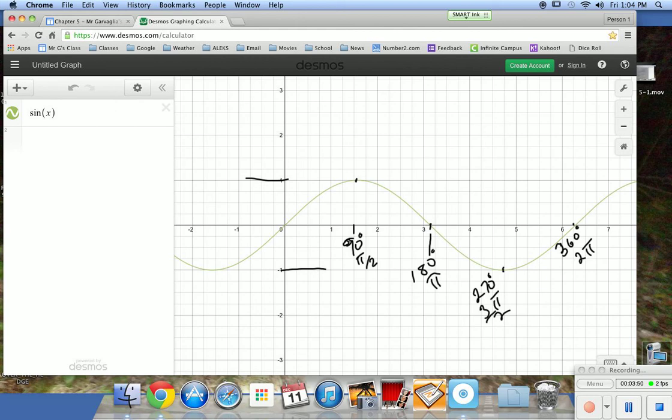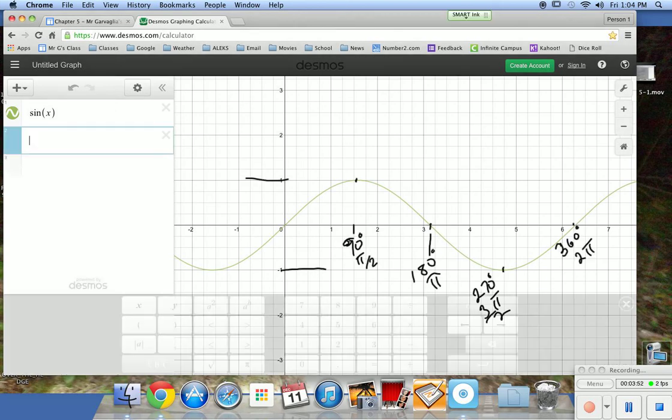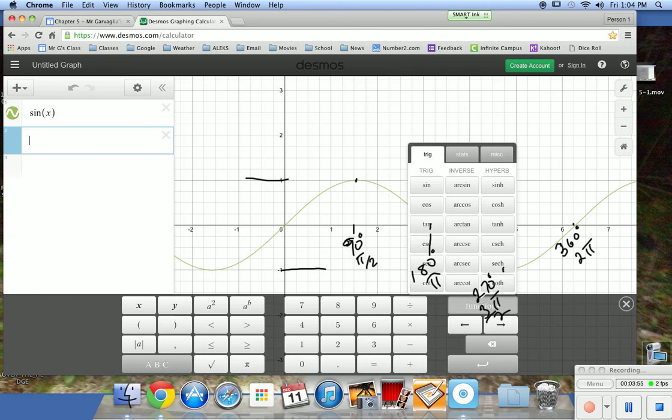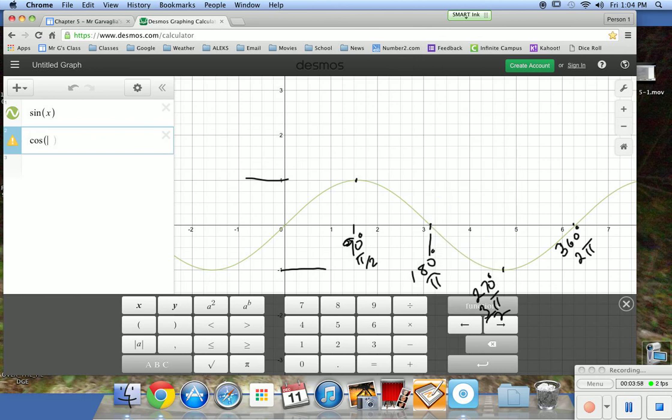Okay? If we were to do the cosine now, notice that again, it stays between 1 and -1. But now, when the cosine is 0, it's at 1. At 90, it's at 0. At 180, -1. At 270, 0. And back up to 1 at 2 pi. All right? If you take a look at this, it's shifting off. It's a shift of 90 degrees between the cosine and the sine.